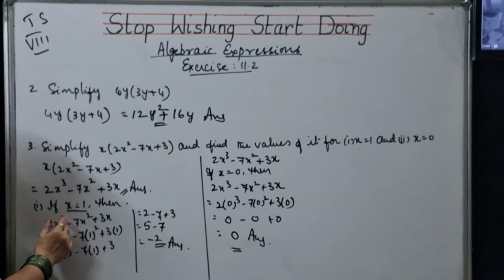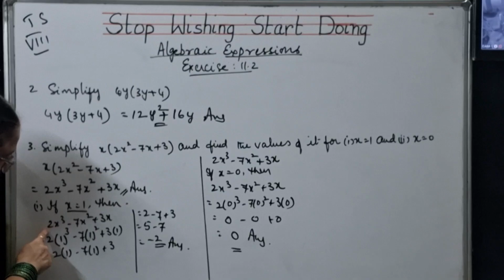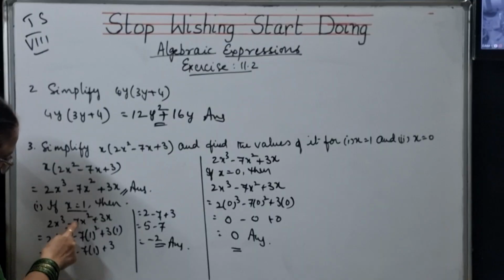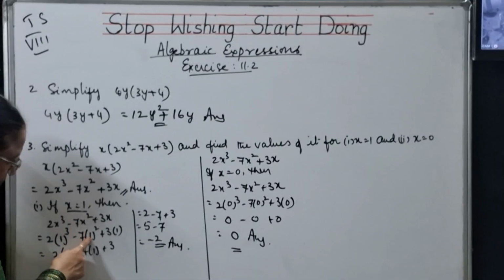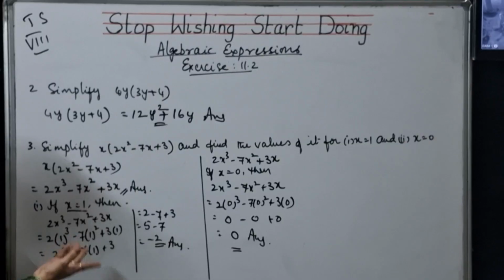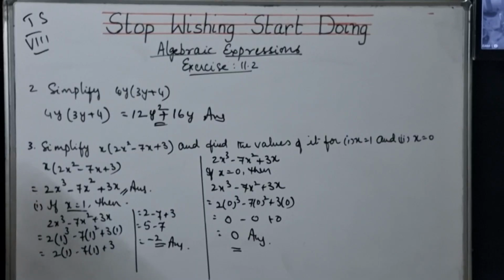Be very careful. That is why I have written one below the other. 2x cube means 2 into x cube. If I am taking x as 1, 2 into 1 cube minus 7x square, 7 into 1 square, plus 3x, 3 into 1. So if you have 2 also, in the same way we have to do. Cube means you have to multiply 3 times, square means you have to multiply 2 times. So please note it down.